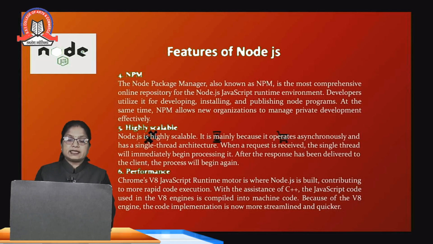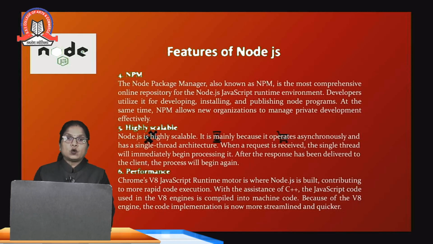Node.js is highly scalable. It is mainly because it operates asynchronously and has a single thread architecture. When a request is received, the single thread will immediately begin processing it. After the response has been delivered to the client, the process will begin again.